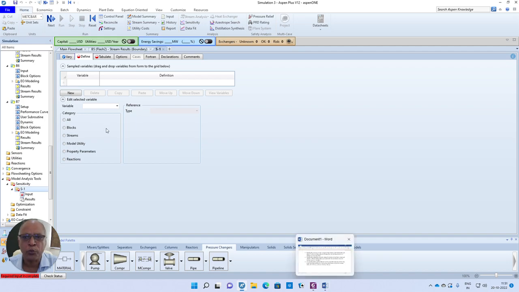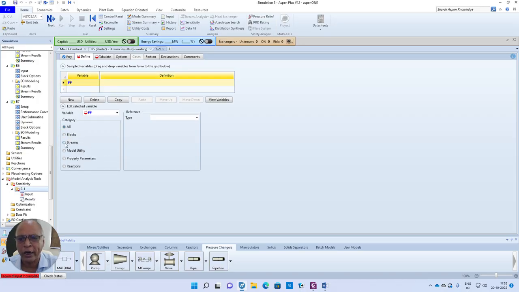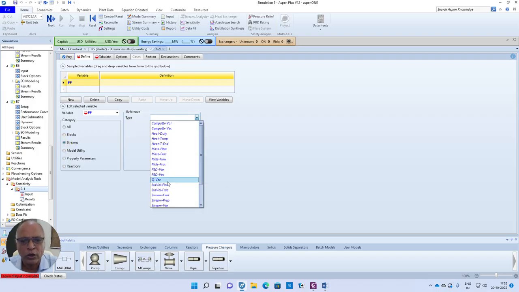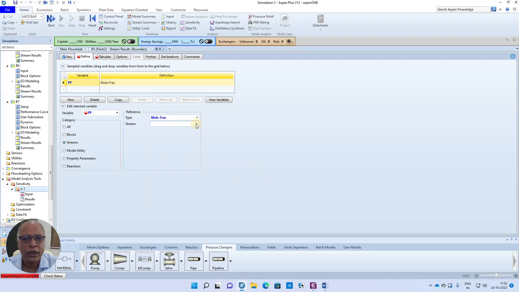According to this, purity of the product. Purity. What kind of a variable is this? This is the mole fraction of one hexene in the product stream. So let me select mole fraction. The stream is product and the component is one hexene. So by varying the temperature, we would like to see what is happening to the purity of the product.